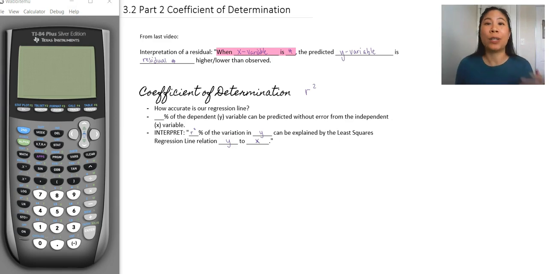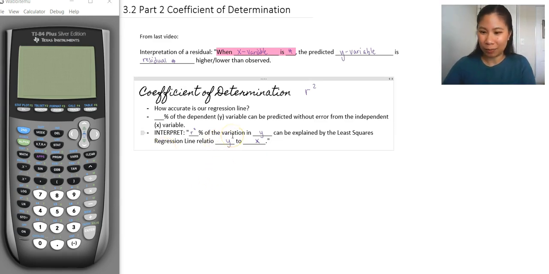If you're ever asked to interpret your coefficient of determination, or interpret R squared, the most common wording you'll see on the AP test is going to sound like this for the interpretation. Blank percent, so whatever number you get for R squared, percent of the variation in whatever your y variable is, so insert the problem here, can be explained by the least squares regression line relating y to x.